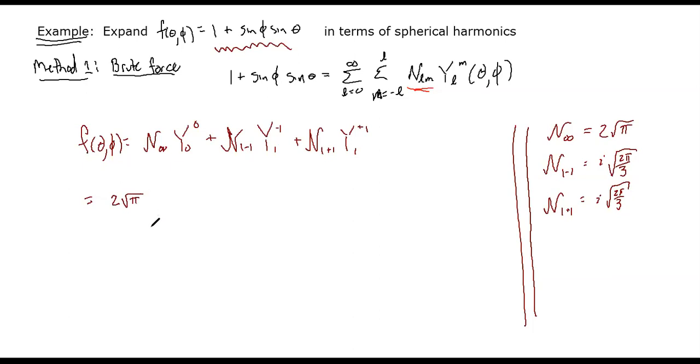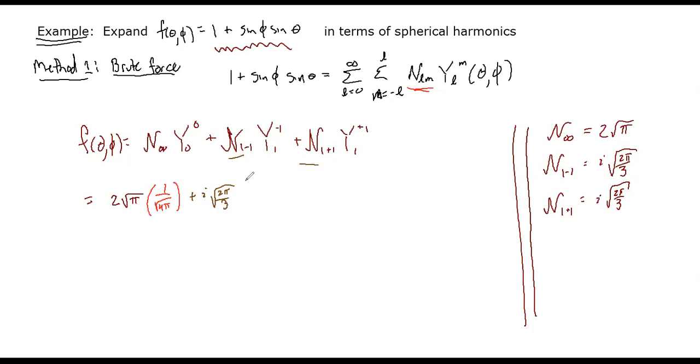Okay, so I go back to the table. I go back to the Wikipedia table and ask, what is Y00? Well, again, Y00 is 1 over root 4 pi. Then I go back to the Wikipedia table and ask, what is Y minus 1, 1? And these are the same. So these two coefficients, I'll just put everything up front. Hopefully that's not going too fast.